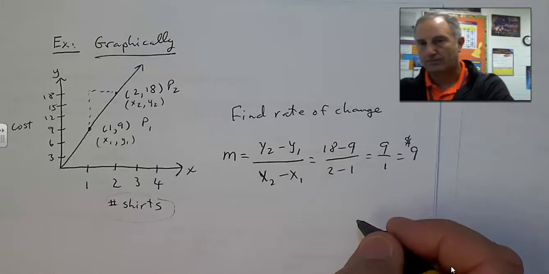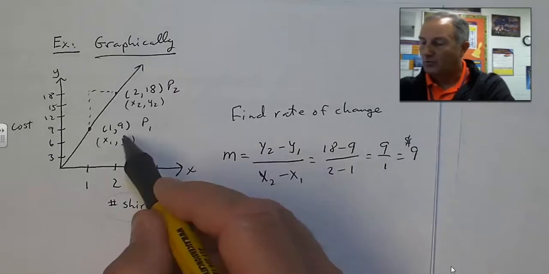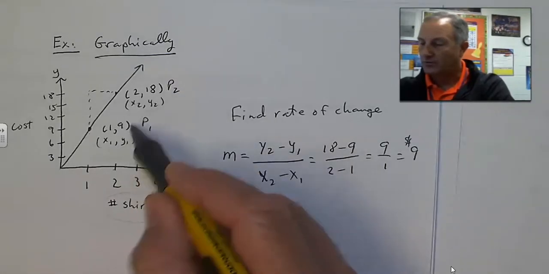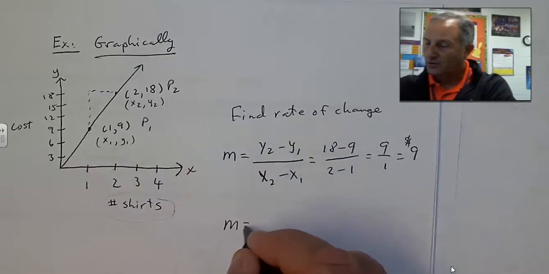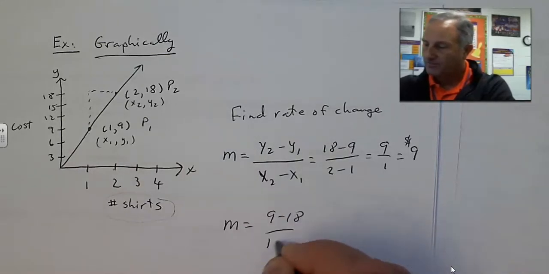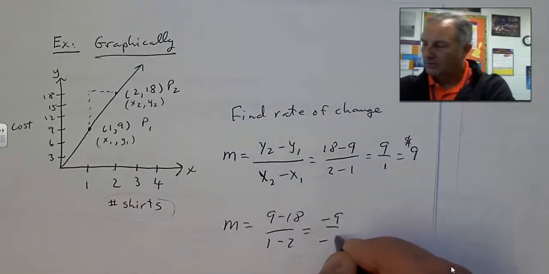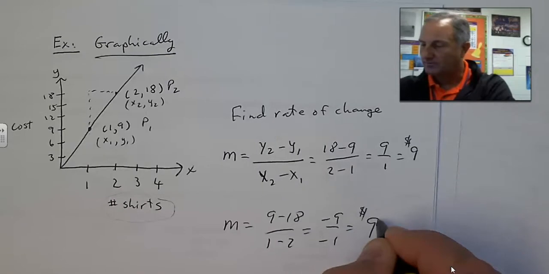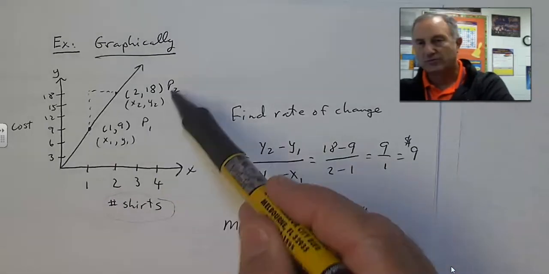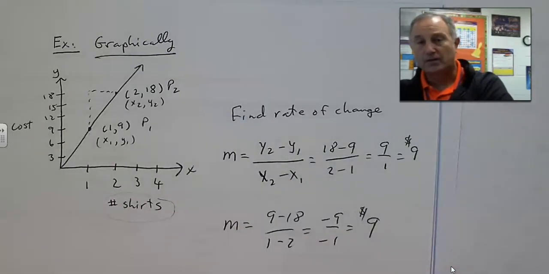Okay. If you reversed these and called this point 2 and this point 1, then your slope would have just been this. You'd have got negative 9 over negative 1. You still get $9 a shirt. Okay. So it doesn't matter which one's point 1 or point 2. You get the same answer.